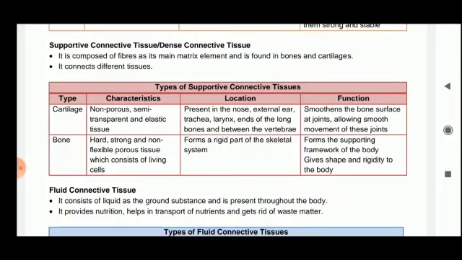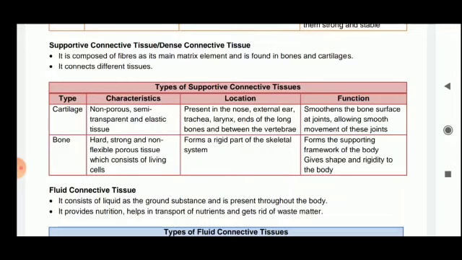So the function is to smoothen the bone surface at joints, allowing a smooth movement of these joints. So basically it helps in smooth movement. Just imagine that your bones are not fixed, but the two bones are interconnected with the help of this cartilage, and this cartilage will avoid the friction or rubbing of two bones. So it provides a smooth surface between the joints of two bones.